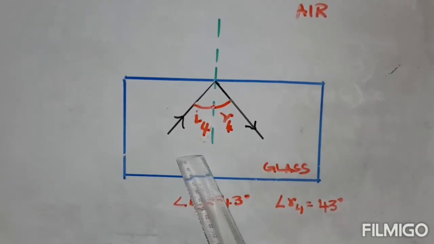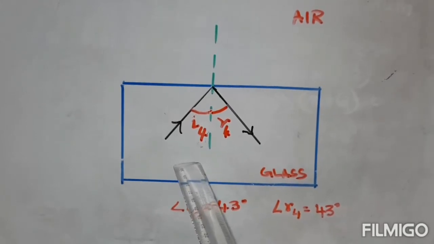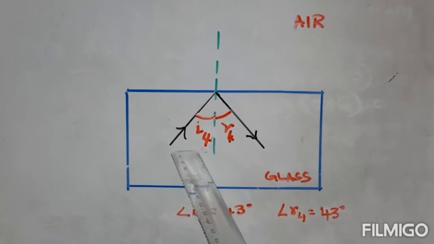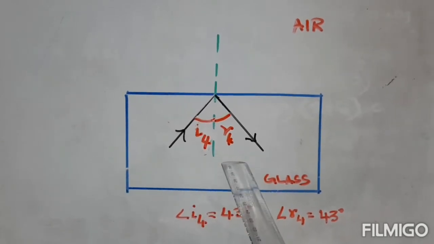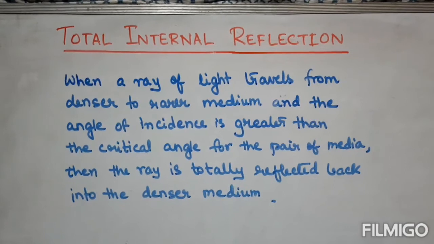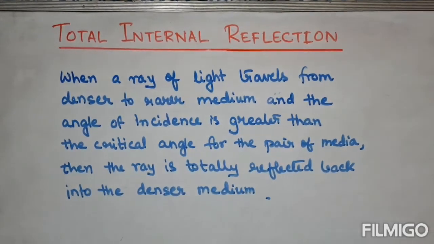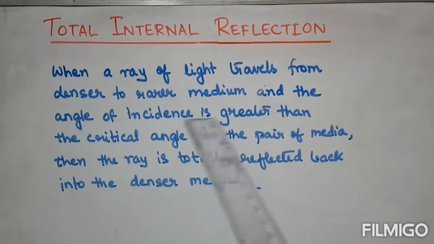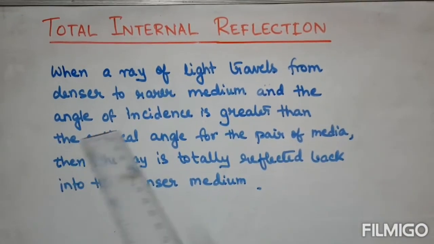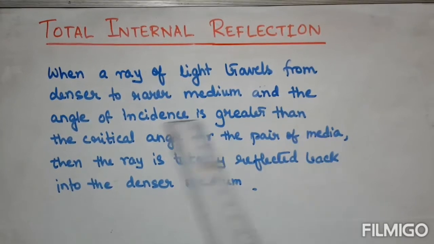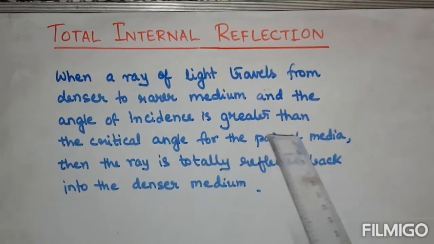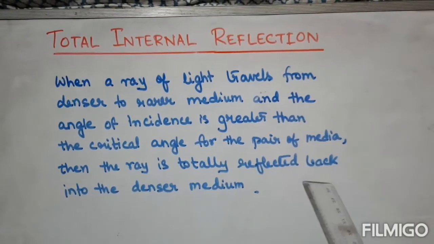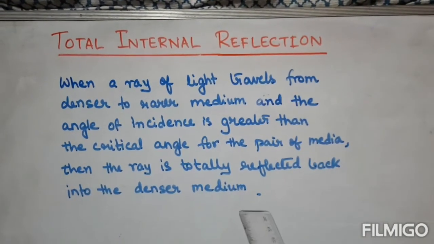This particular phenomenon is known as total internal reflection, and here we find the angle of incidence is equal to the angle of reflection. So the definition of total internal reflection: when a ray of light travels from denser to rarer medium and the angle of incidence is greater than the critical angle for the pair of media, then the ray is totally reflected back into the denser medium.